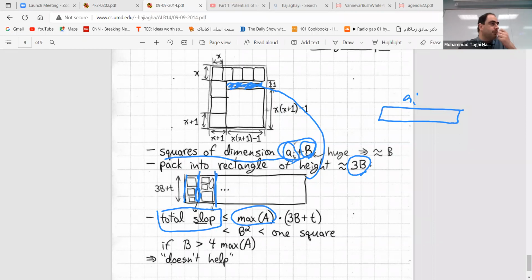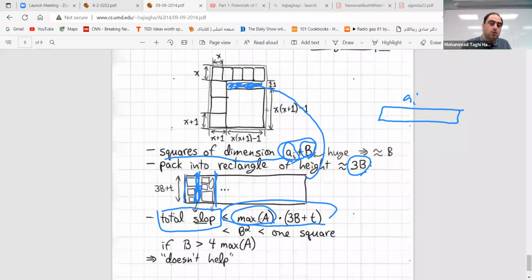So A is the set of these numbers. At most, this bigger square and this smaller square, the difference between them can be max of A. So that would be max of A times 3b plus t. So this area that we have here can be at most max of A, because this is the width of it in some sense, and the height of it is 3b plus t. So that's the total area that we have.